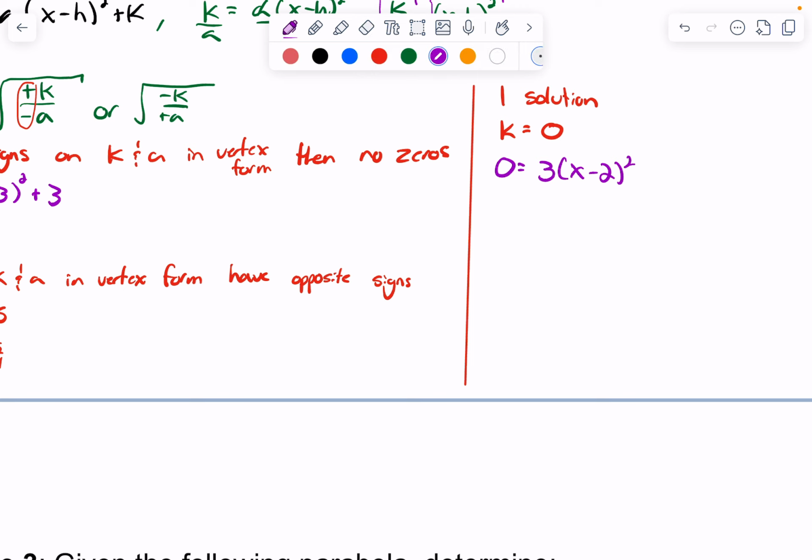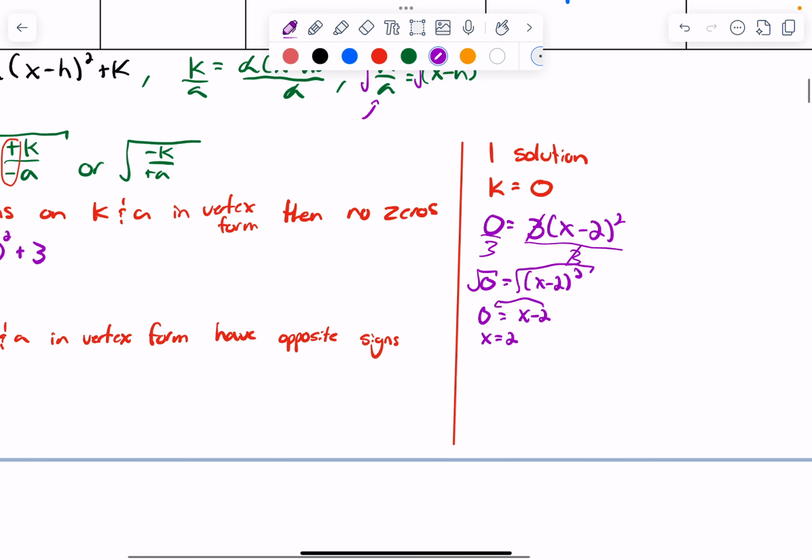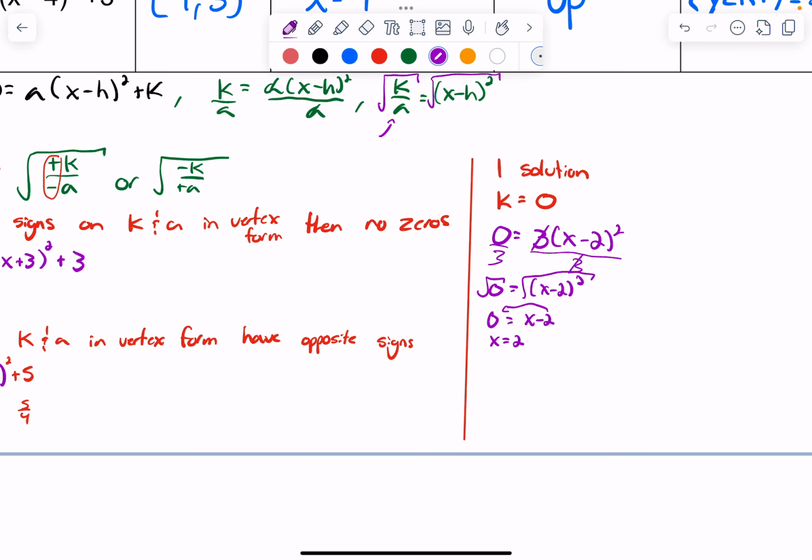Well, what happens when you want to isolate for x? In this case, you would divide both sides by 3. Well, that gets rid of this 3 here, but 0 divided by 3 is still 0. So then it's (x minus 2) squared. And then take the square root, that's your next step. What is 0 squared? Still 0. So now you have x minus 2. So then bring the 2 over, and it's just x is equal to 2. So if k is equal to 0, there's only one solution.